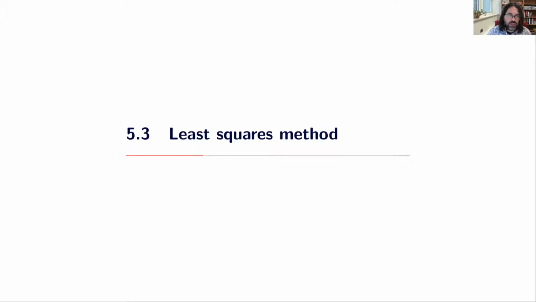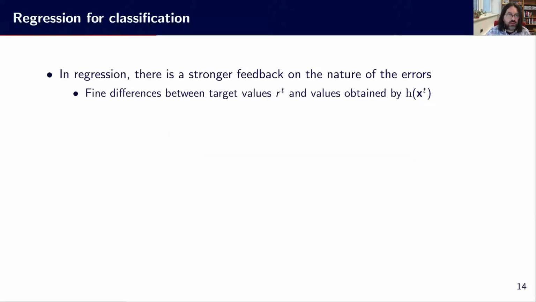Now we will talk about the least squares method. So we'll get into another criterion, a slightly different approach from the perceptron, but still based on linear discriminants.